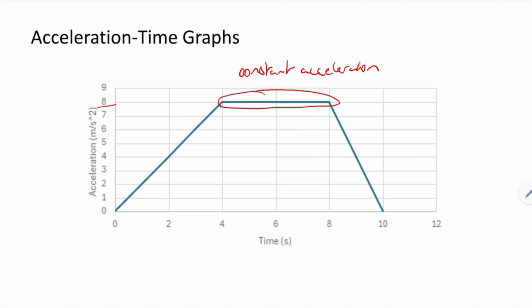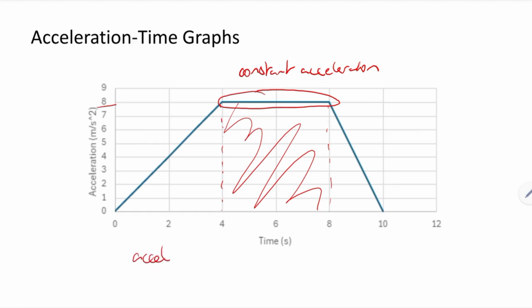And if we were to calculate the area under the graph, let's say for this time under the horizontal section, then we would have to do acceleration multiplied by time, and that will give us velocity. And so the area under the graph for an acceleration time graph is equal to the velocity.